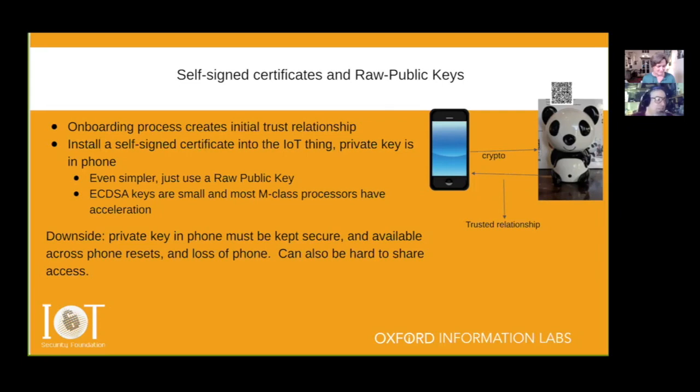But the key thing is that there's a private key in the phone in your app, and you have to keep that secure. And we talked about that earlier. And you have to keep it available across phone resets and loss of phone. For quite a number of devices and environments, you're like, yeah, okay, it's all right. I will put it in the information that I let Apple or Google back up to their cloud, and I'll restore it if my phone gets factory reset or I get a new phone. And that's good enough security.